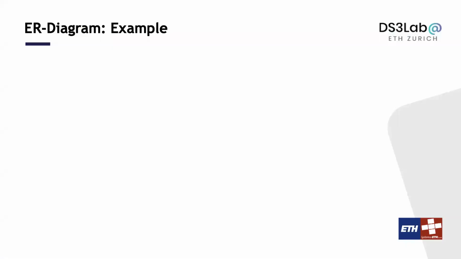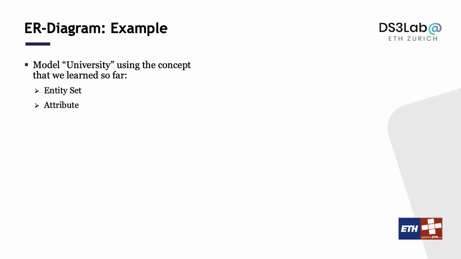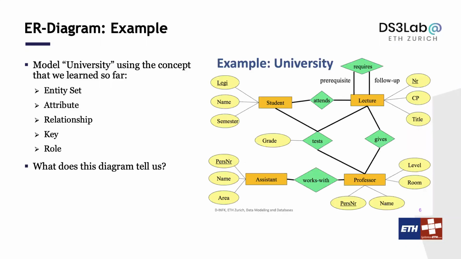Okay, so let's start from ER diagrams. Just to refresh our memory, let's look at one example. So far, we have been talking about a whole bunch of concepts like entity set, attribute, relationship, key, role, right? So you should be able to read an ER diagram like this after Wednesday's lecture, right?